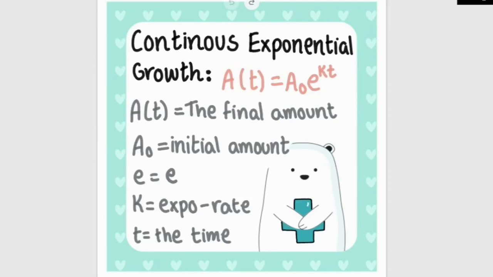The rule is A of t equals A sub o times e raised to kt. The A of t is the final amount. The A sub o is the initial amount. The e is Euler's number. K is the exponential rate. The t is the time.